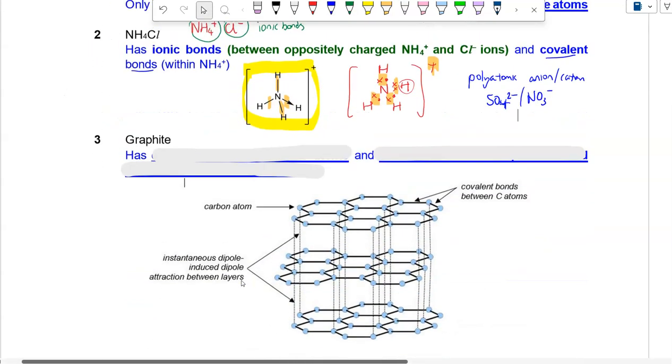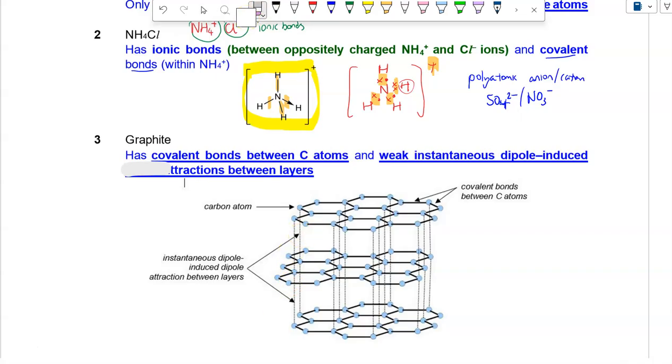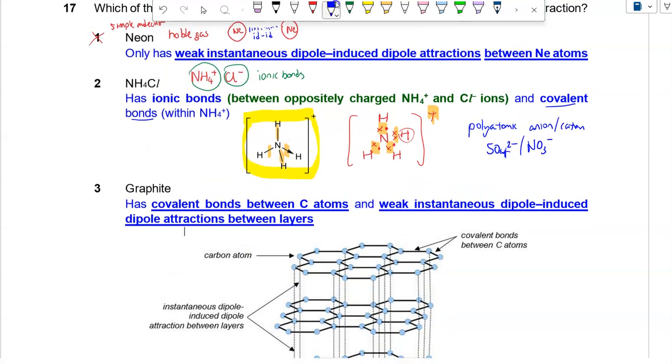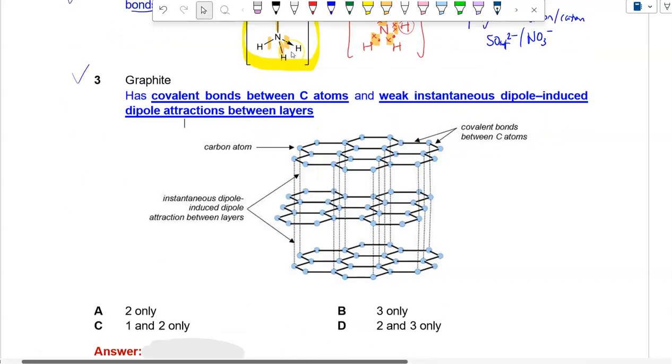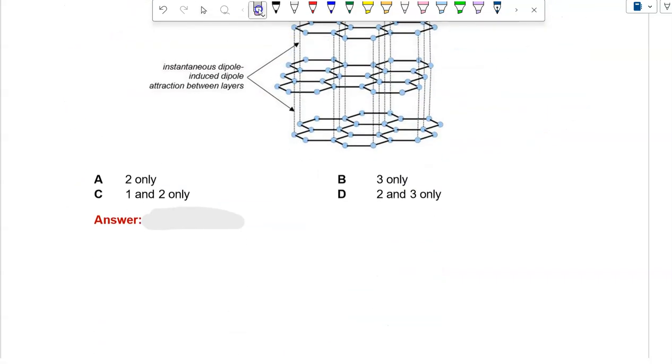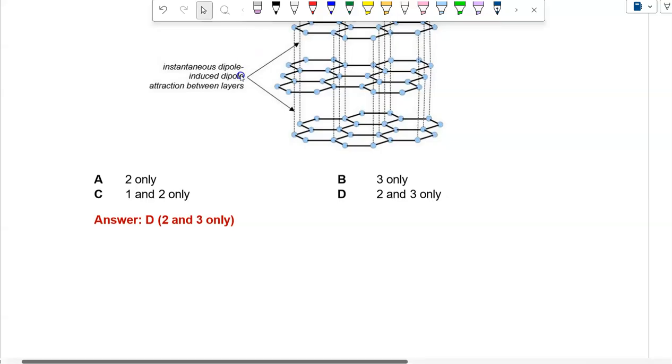For graphite, this is a very classic example that you have learned from O levels. You have covalent bonds between your carbon atoms within a single layer. So within a single layer of graphite, your carbon atoms are joined together by strong covalent bonds. But between layers, you have what we known as your weak IMF, weak ID. So again, similarly, you have two different types of interaction, and that's why 2 and 3 are possible options. And that's why, in this case, the answer will be D, 2 and 3 only.